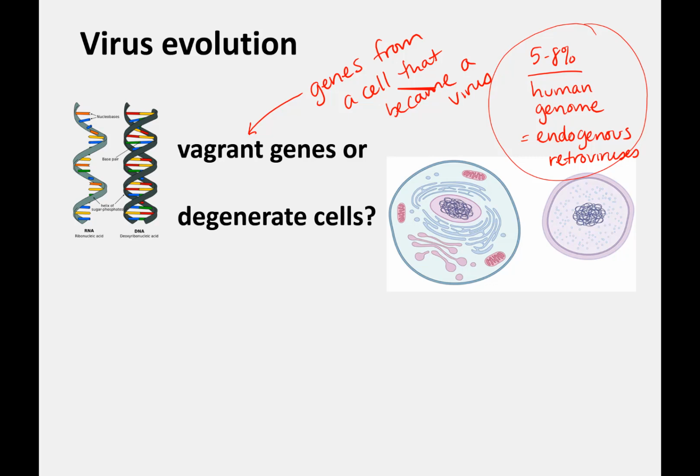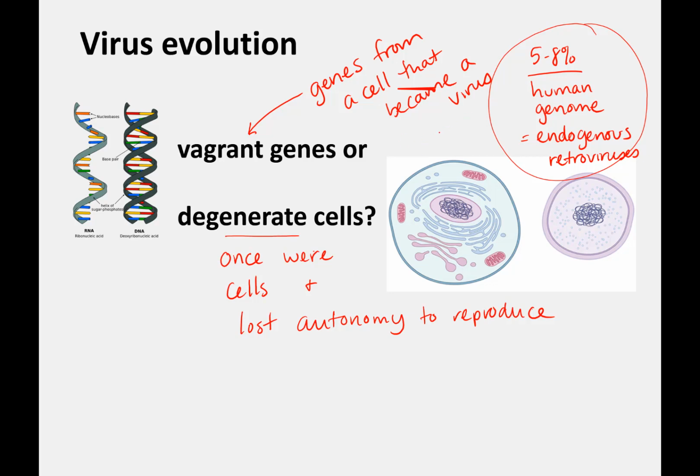or maybe viruses were degenerate cells, which means they once were cells. Once were cells, and they lost their independence or their autonomy to reproduce, and so they just became these little capsids of genetic information. So you could kind of see it either way.